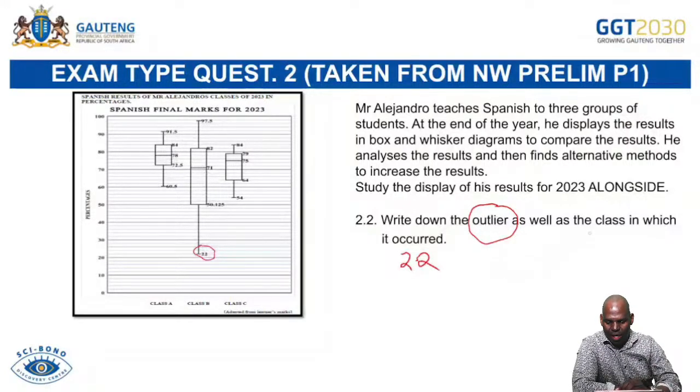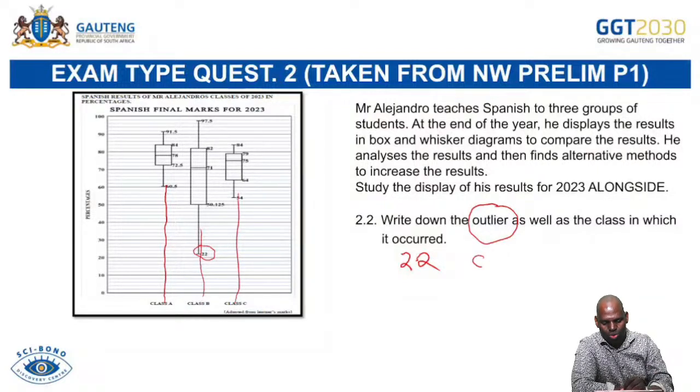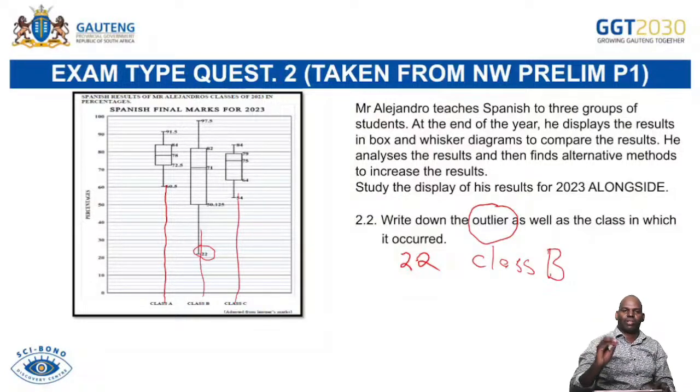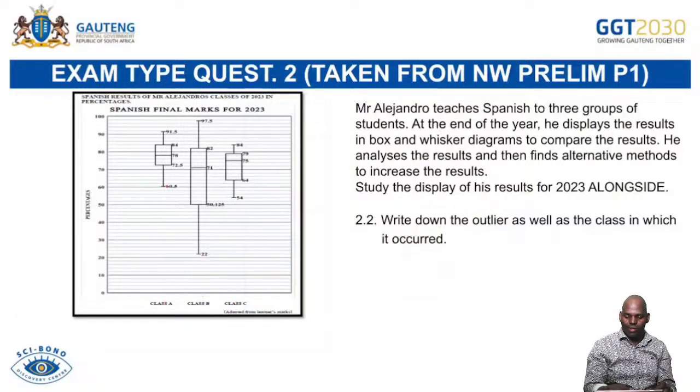Okay. Then they ask in which class it occurred, because remember, each box and whisker indicates this is for class A, this is for class B, this is for class C, and you must also indicate that. But the most important concept or terminology in this case is an outlier. You need to know that.